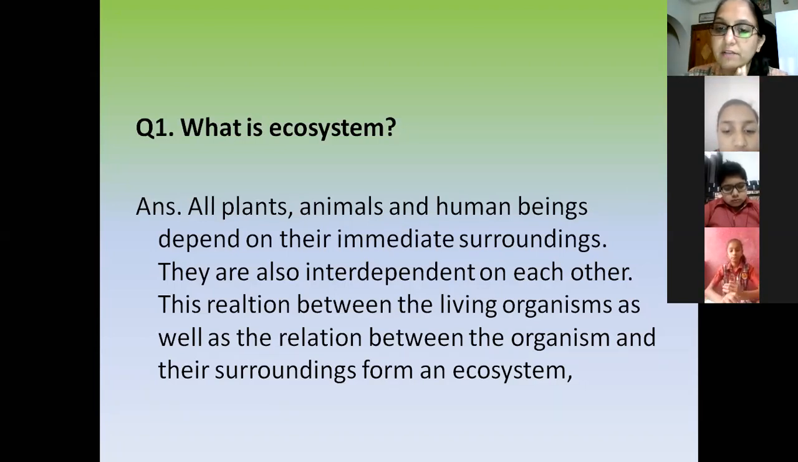This relation between living organisms as well as the relation between organism and their surroundings, the relationship with the surroundings, and the relationship among themselves, that forms an ecosystem. Clear?